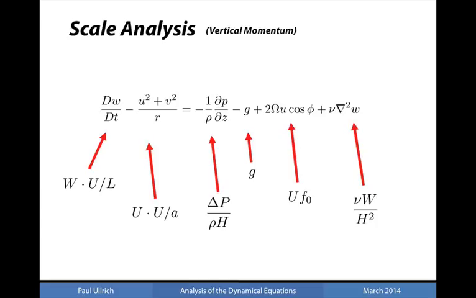We have a pressure gradient term, which looks like delta P over rho h. We have a gravity term, which looks like g. We have a Coriolis term, which looks like u f naught. And we have a viscous term, which looks like nu w over h squared.